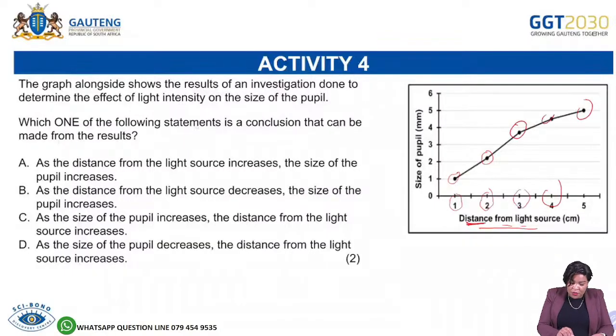Right. Now, which one of the following statements is a conclusion that can be made from the results? So these were just the results that were given. So what can we conclude from this? Can we say, A, as the distance from the light source increases, the size of the pupil also increases? Probably.